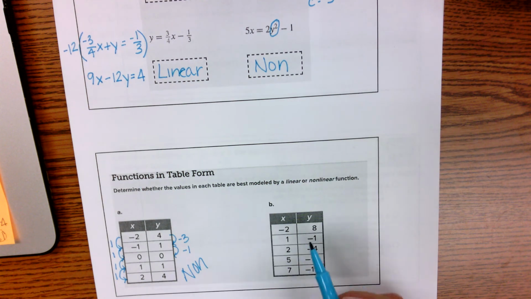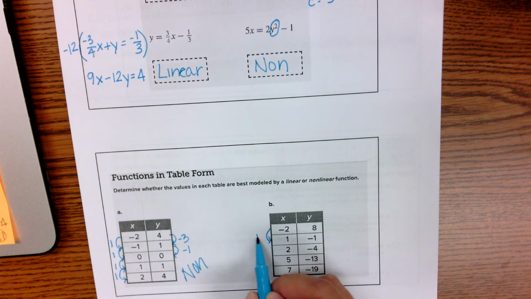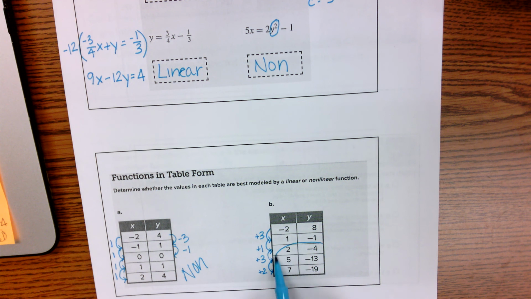Looking at table B, from -2 to 1, I move up 3. From 1 to 2, I move up 1. That does not mean that it's nonlinear. It just means that those wouldn't be two rows that I would compare. 2 to 5 moves up 3, and then 5 to 7 moves up 2. So I maybe want to look at this jump, and I want to look at this jump, and I hope that they move in the same pattern.